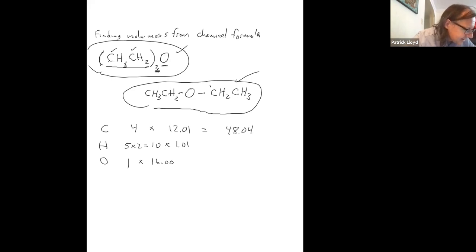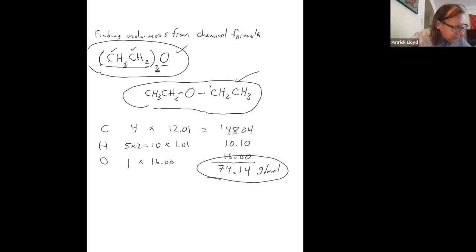So that gives you 48.04, 10.10, and 16.00. Then you just add them up. And then again, the units are grams per mole. Okay, so 74.14. You get the same thing if you did it this way, right? You'd have 1, 2, 3, 4 carbons, 5 hydrogens, another 5 hydrogens, which is 10, and then 1 oxygen. So everything in the parentheses is multiplied by that subscript there. Okay, and that's the molar mass.